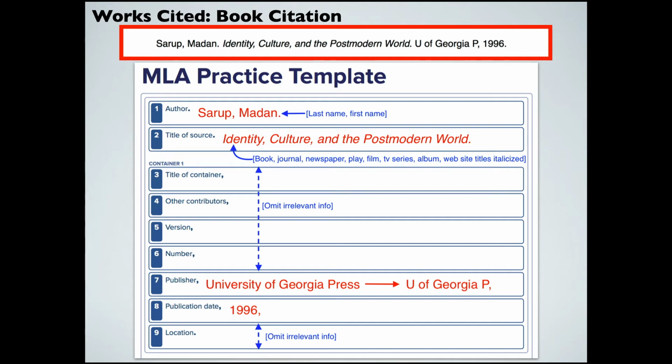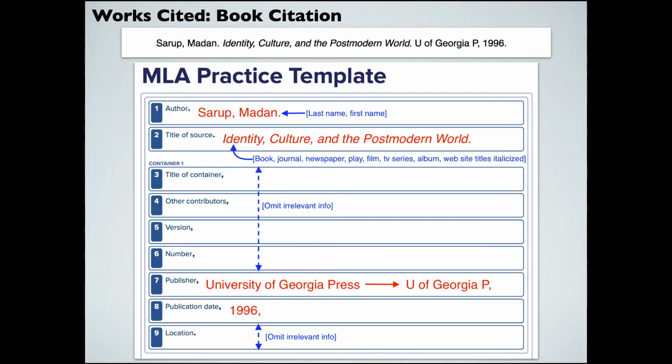Italicize the title, Identity, Culture, and the Postmodern World, period. U of Georgia P, comma, 1996, period. Pay careful attention to the punctuation. You must use these exact punctuation marks for your Works Cited entry to be correct.